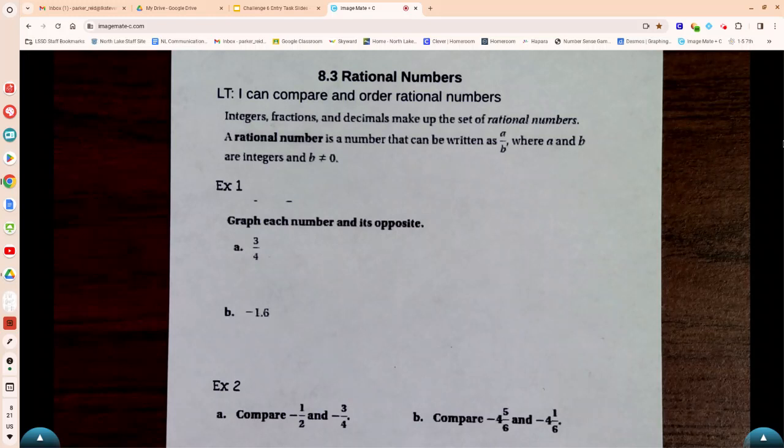So the integers include all the whole numbers and their opposites. So 0, 1, 2, 3, 4, 5, their opposites, -1, -2, -3, etc. Rational numbers, we are now going to include positive and negative fractions and decimals, okay?